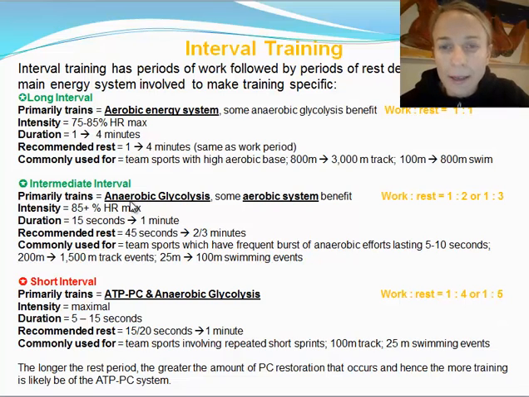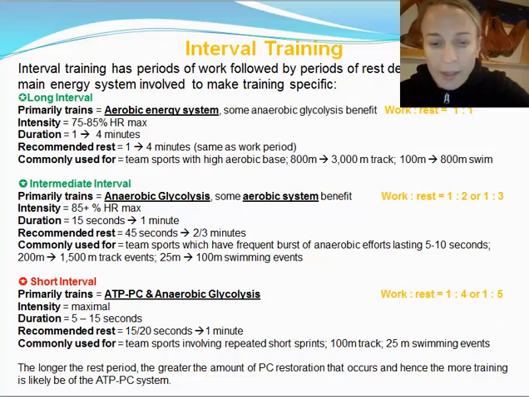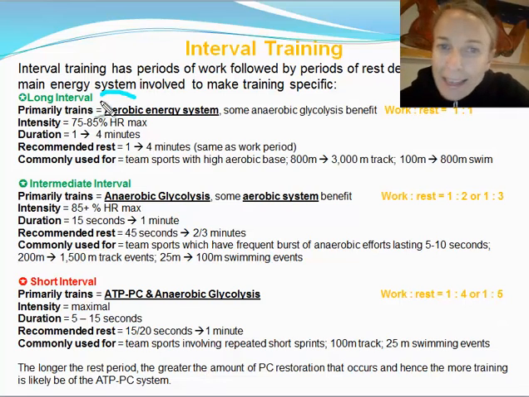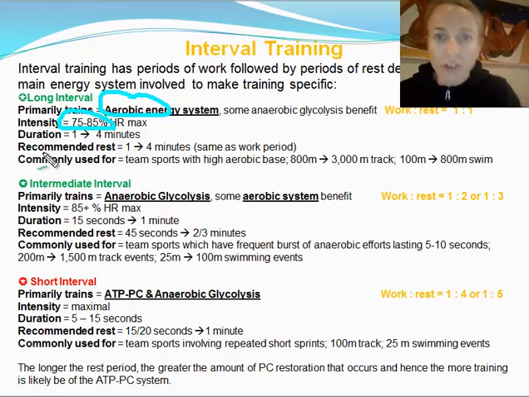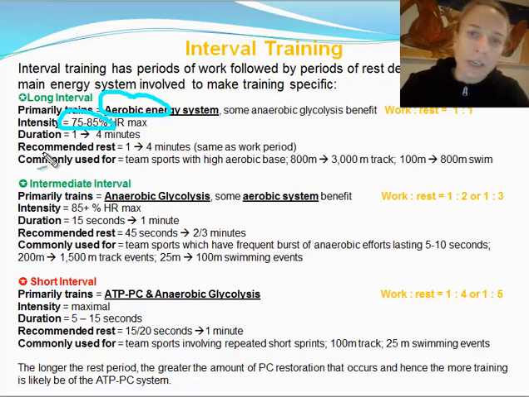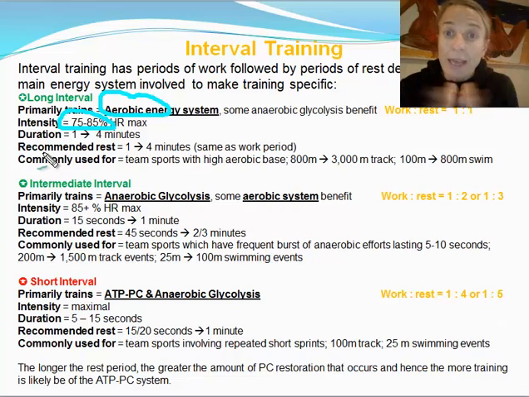Now, I also want you to pay close attention to the intensity. Remember, anything aerobic is generally between 70 and 85% of heart rate max. To get those adaptations of increased left ventricle, increased capillarization, increased diffusion, increased a-VO2 difference, we need to stay within that intensity zone, 70 to 85%.